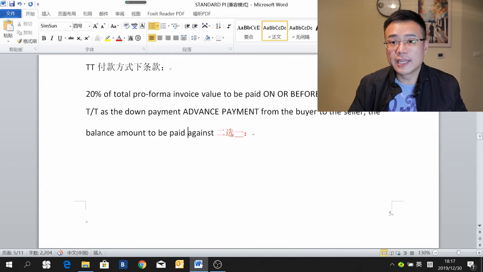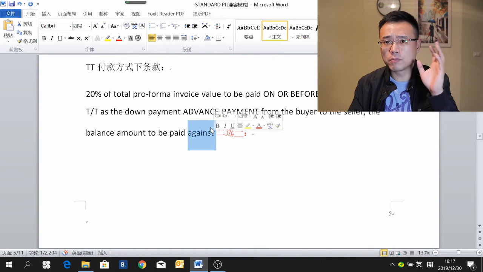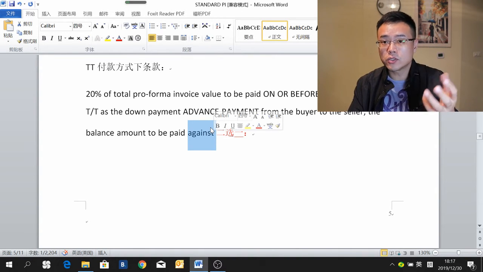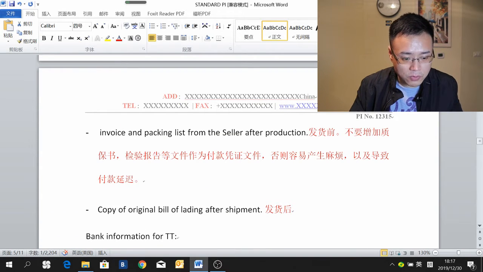Okay, here, against, that means this is the payment proof. Once I send you these documents, you're going to perform the payments. That means against. So against what? The first one, against invoice and packing list from the seller after production.